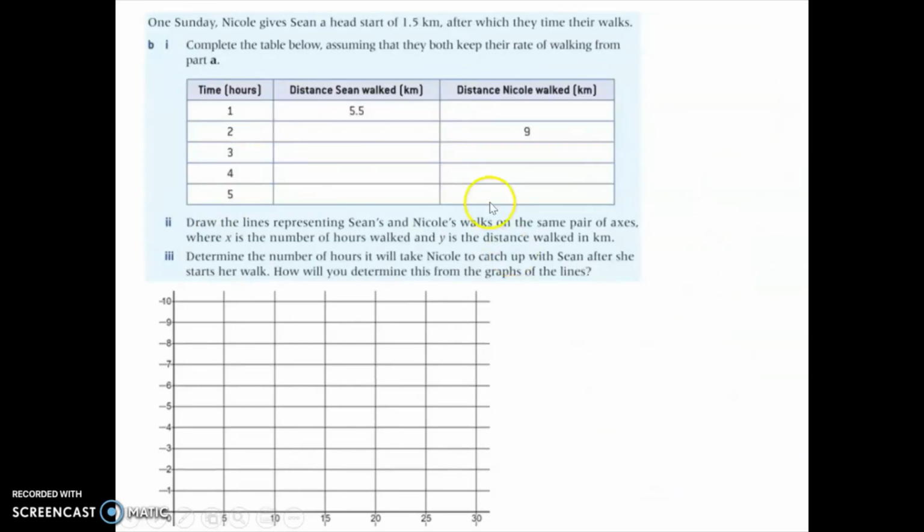Okay, this problem continues. Nicole now gives Sean a head start on Sunday, a head start of 1.5. So notice now it's 5.5 in 1 hour for him because he's still walking 4 kilometers an hour, but he had a head start of 1.5 kilometers. So he made it 5.5 in that first hour. But after that, he continues to go at 4 kilometers per hour. And for her, the same rate as before. So now fill the tables and graph those. And the question is, how many hours will it take Nicole to catch up with Sean?